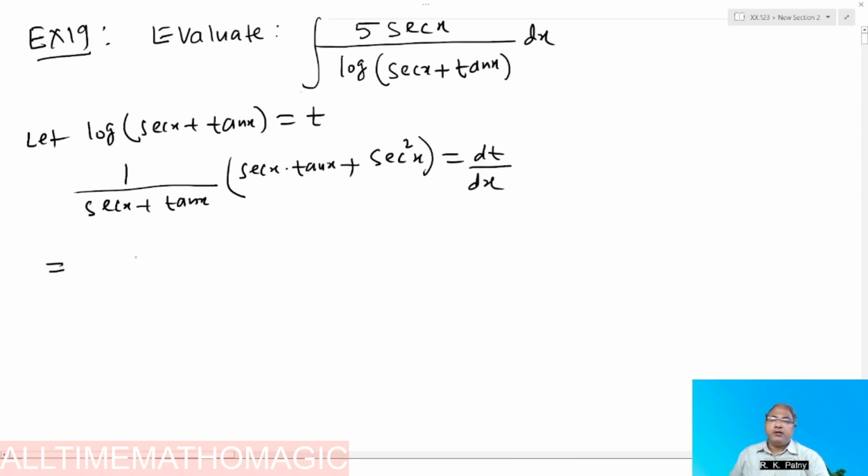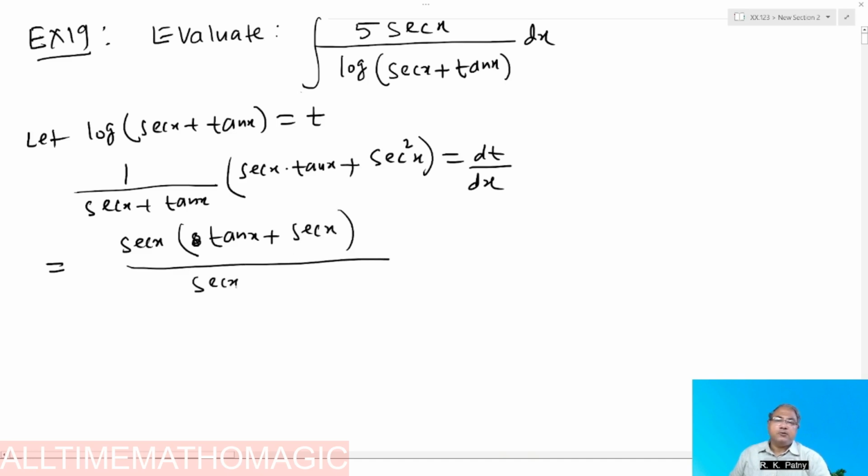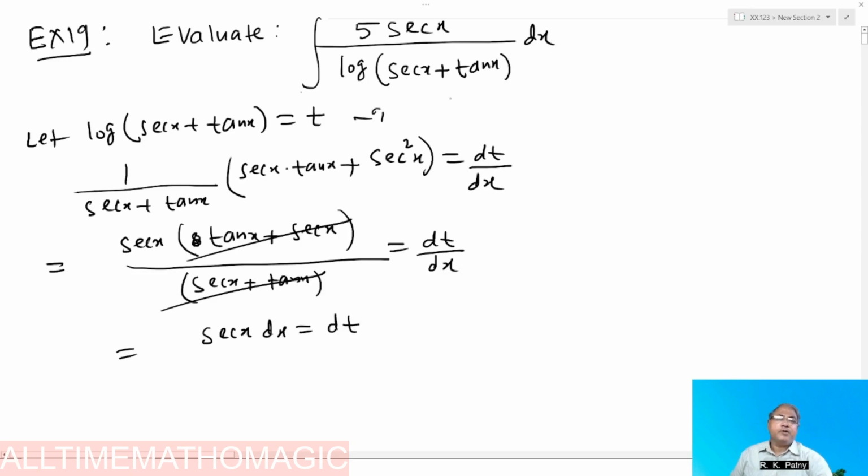I have done this directly here. I hope you got it. Now sec x is common. Here is tan x plus sec x upon sec x plus tan x. This and this are the same, cancelled. That equals dt by dx. Therefore, sec x dx equals dt. This was 1, this was 2, and this is the third one.